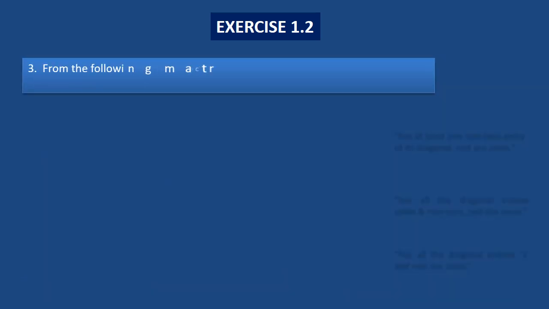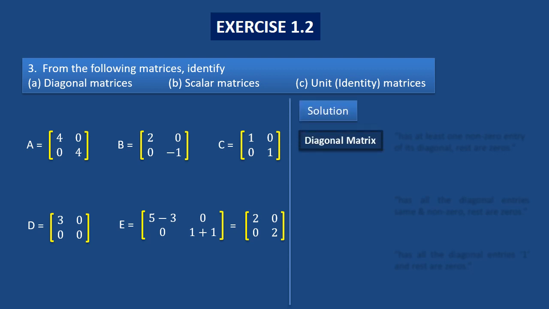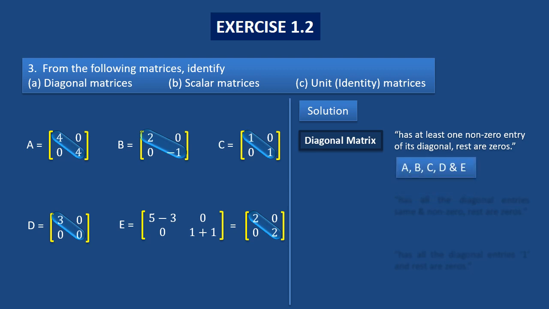Next question, from the following matrices identify diagonal, scalar and unit or identity matrices from A to E. Let us first simplify matrix E and then recall a diagonal matrix has at least one non-zero entry on its diagonal. The rest are zeros. So in this way, each of these matrices is a diagonal matrix. A scalar matrix has all the diagonal entries same and non-zero. Rest are zeros.